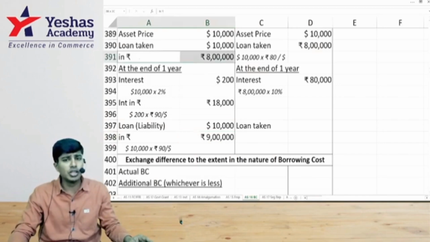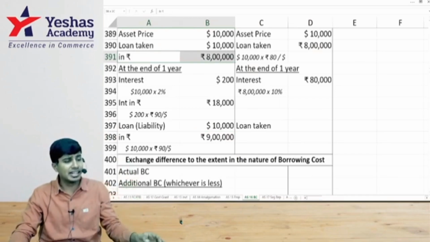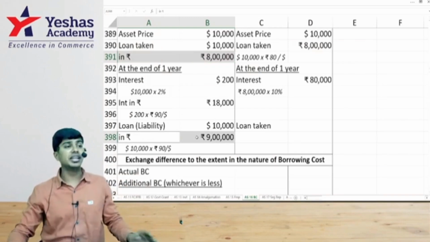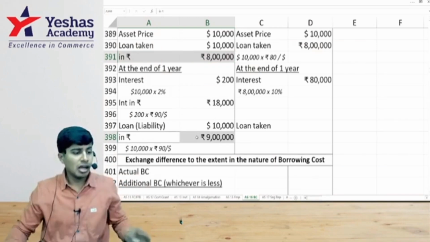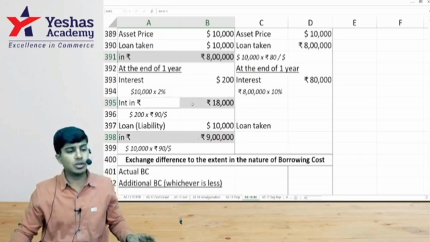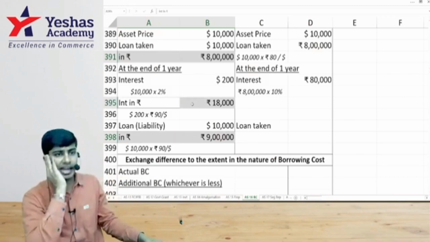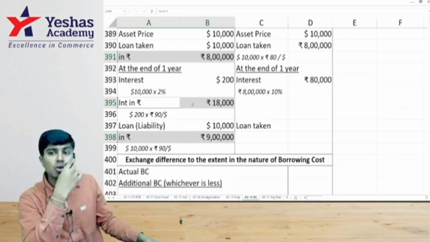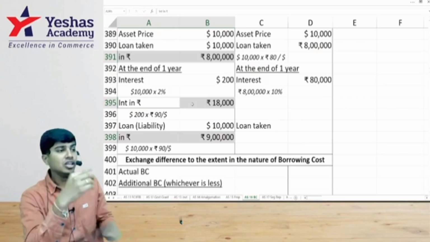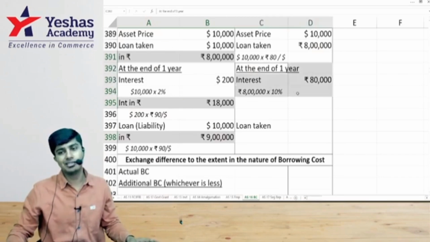So the loan taken in USA, in Indian currency, at the beginning is 8 lakh rupees. At the end it is 9 lakh rupees. There is an increase by 1 lakh. How much is the increase? How much is the interest? 18,000. So together, totally, the expense of taking this loan is 1 lakh 18,000. The expense of taking the loan in USA is how much? 1 lakh 18,000. If you had taken this entire loan in India, it would have been only 80.